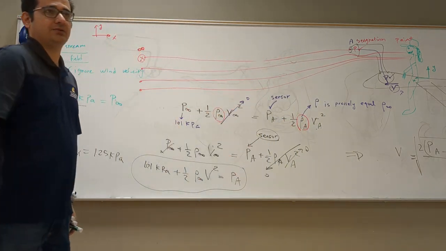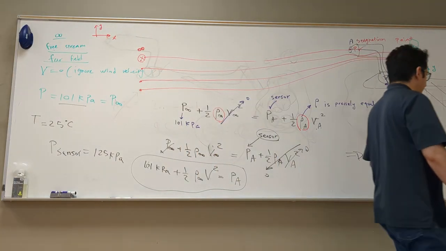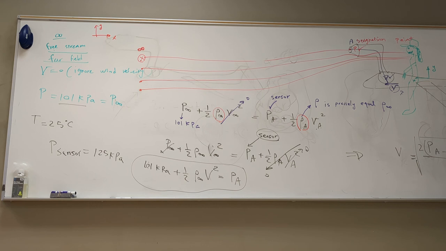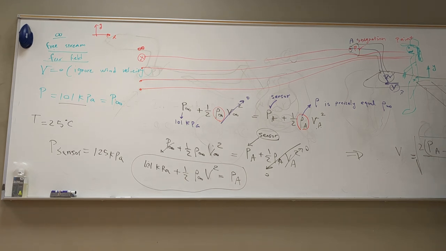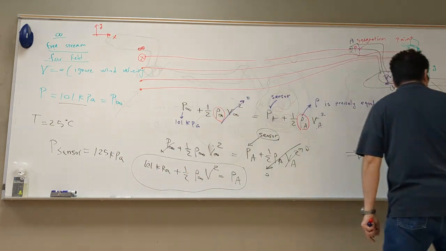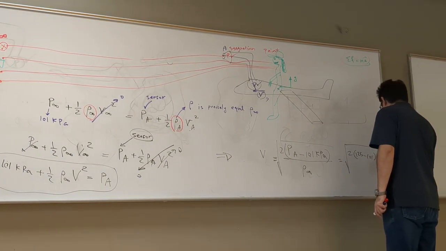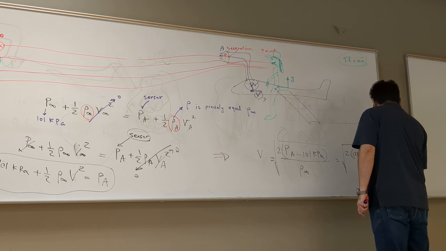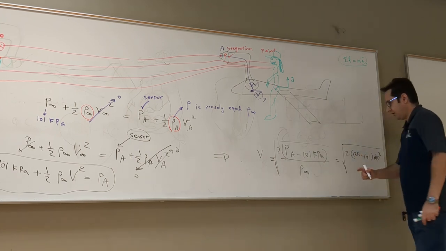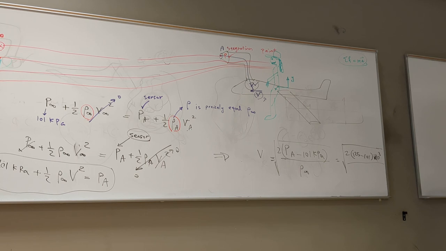If I see you start with the formula directly, you get zero. I want to see your handwriting. Now let's plug the number in. V, this is the speed of the aircraft, is equal to the square root of 2 times, do I have PA or P sensor? 125 kPa. 125 minus 101, times 10 to 3 because it's kilo, divided by rho infinity. What is rho infinity? This is the ideal gas equation.